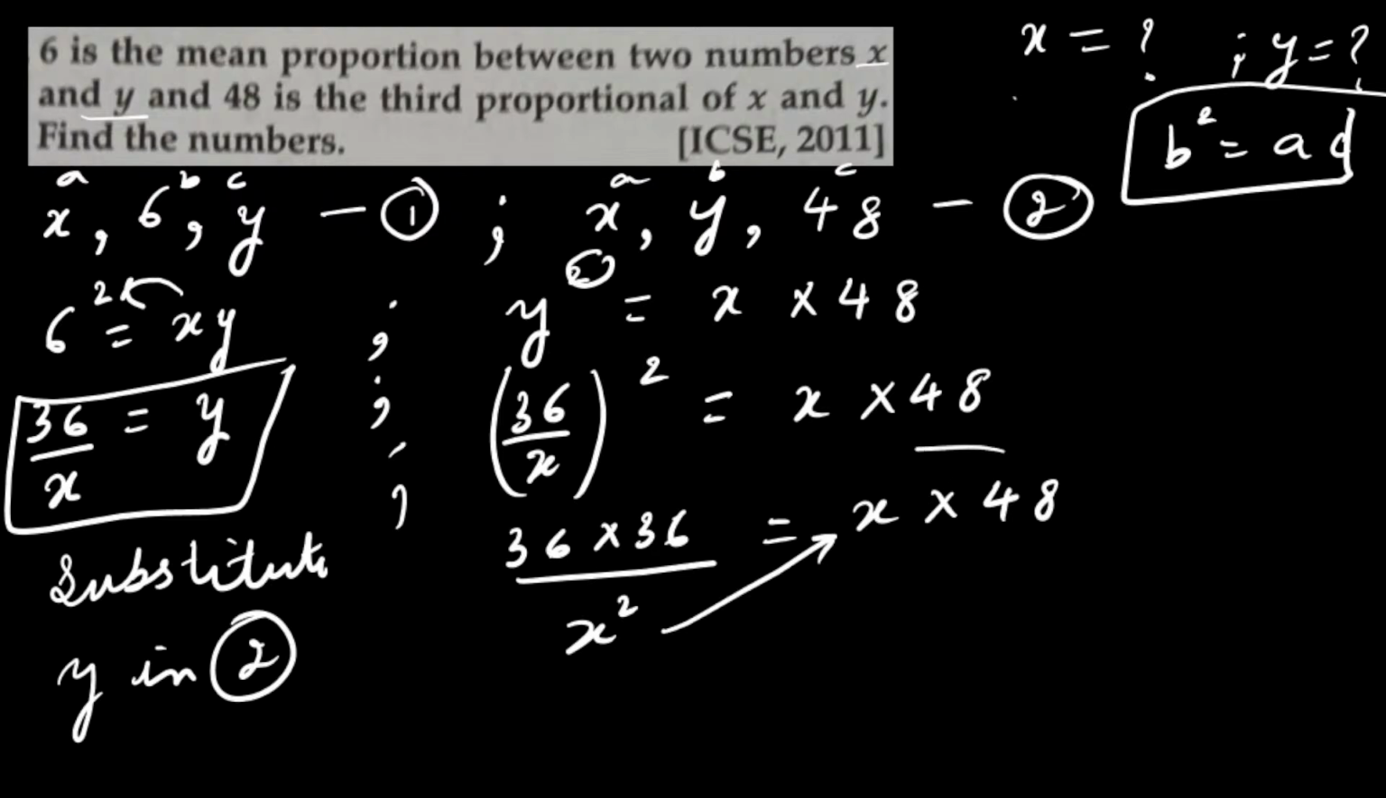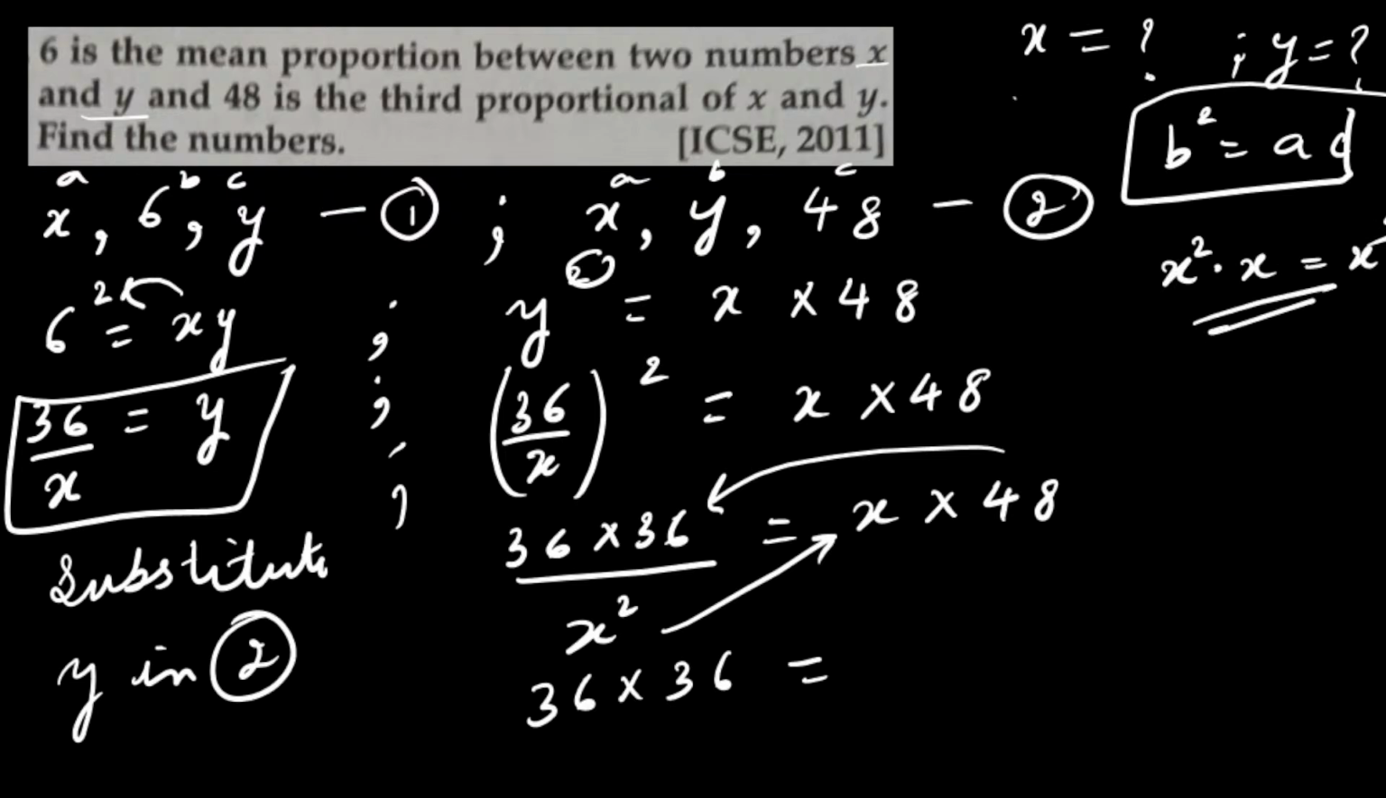Now let's shift x to this side. Like terms we'll write together and 48 to the other side. When I'm shifting x to the other side, it will get multiplied because on this side it is getting divided. So x square into x is x cube. And 48, when we shift to the other side, here it is getting multiplied, so it will get divided here. So we can do cancellation now.